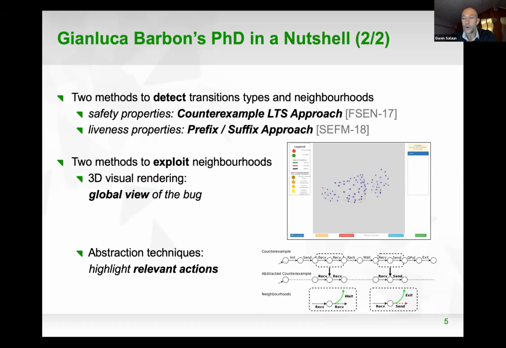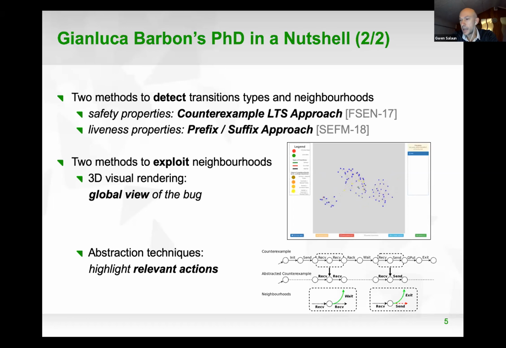So Gianluca proposed different algorithms for coloring LTSs and computing faulty states depending on the kind of property, so safety or liveness. Once faulty states are computed, there are 2 ways to exploit them. The first option proposes a visualization of the entire faulty part of the LTS with faulty states appearing, as we can see on the right of this slide, with shadows of yellow, let's say, depending on their types.